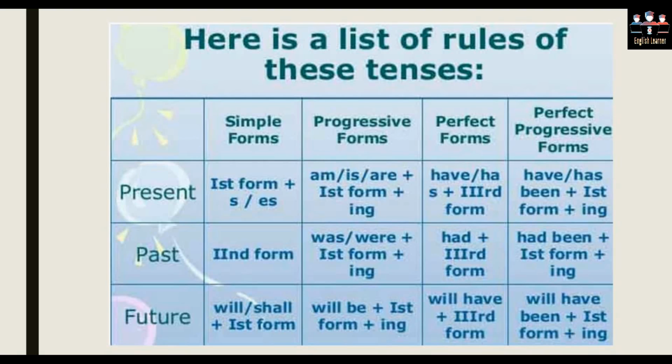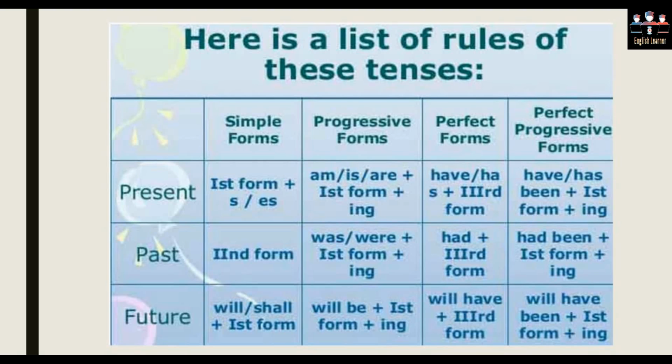Similarly, in present perfect tense, the third form of a verb is used, and we have to use has or have as a helping verb depending upon the subject. Similarly, has not and have not are used in negative sentences, whereas has and have are placed at the start of the sentence in order to make it a question.